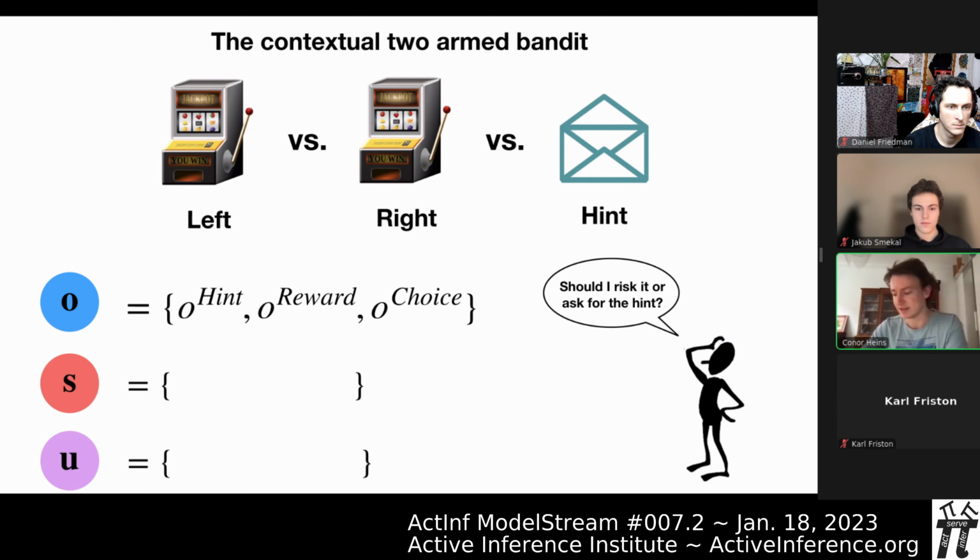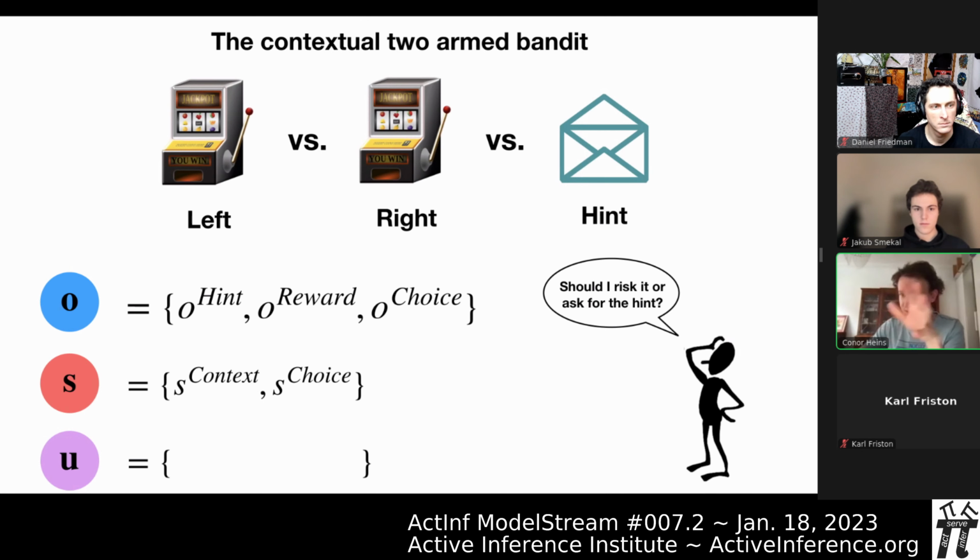In terms of hidden state factors, we first have a context factor, which is a binary variable encoding which slot machine is the more rewarding one. Either the left machine is better or the right machine is better. So those are the names of the two context variables. You could just arbitrarily label them like context A, context B, or something like that. And then we have a choice hidden state factor, which is simply encoding the choice state that the agent currently occupies.